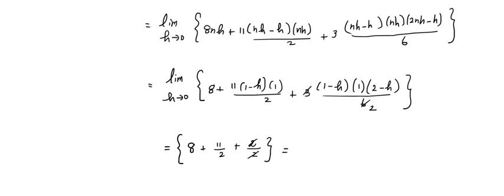Therefore, that is equal to 8 plus 2 by 2. If I cancel, I get 9. Therefore, 9 plus 11 by 2. Right? Now, if I take LCM, 18 plus 11 by 2. That is equal to 29 by 2. Therefore, this must be your final answer. All of you understood, no? Yes. Now we'll go to the next example.